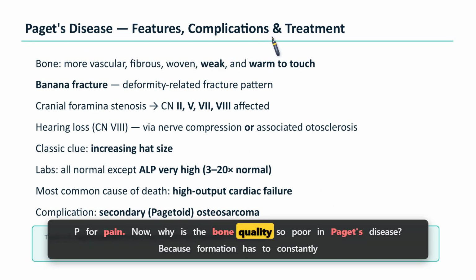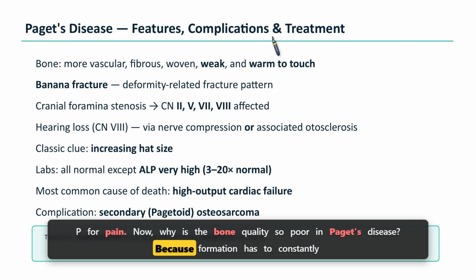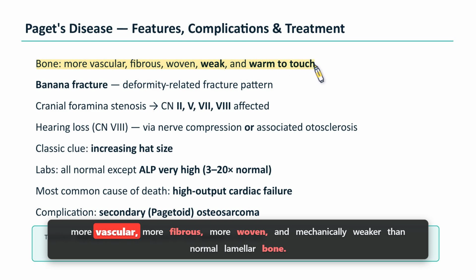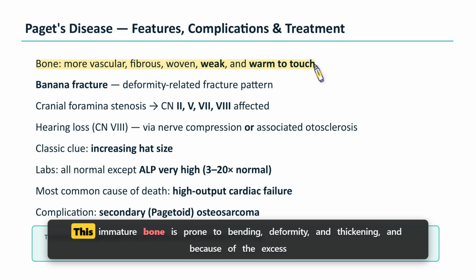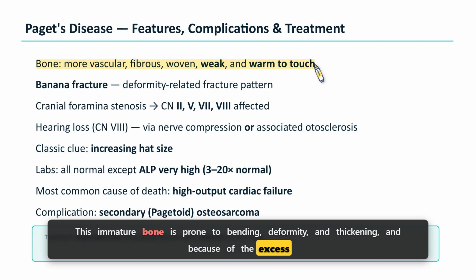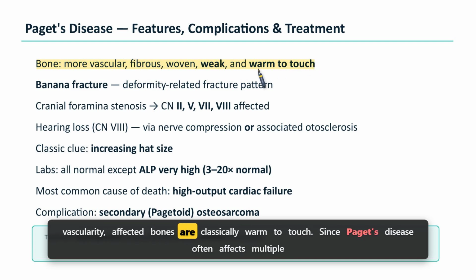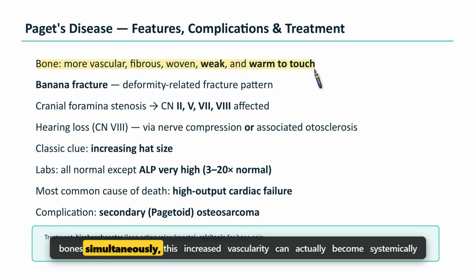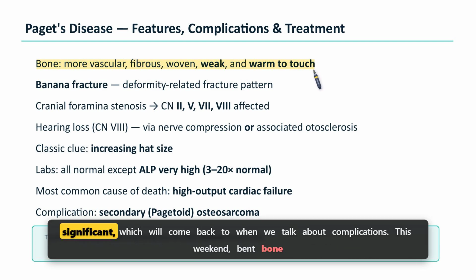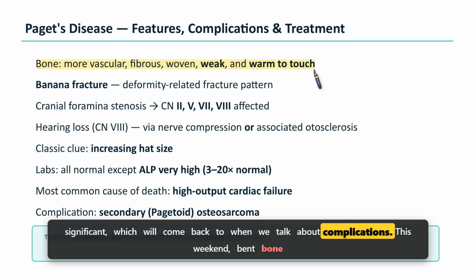Now, why is the bone quality so poor in Paget's disease? Because formation has to constantly try to keep pace with high resorption, the resulting bone is structurally poor. It's more vascular, more fibrous, more woven, and mechanically weaker than normal lamellar bone. This immature bone is prone to bending, deformity, and thickening. And because of the excess vascularity, affected bones are classically warm to touch. Since Paget's disease often affects multiple bones simultaneously, this increased vascularity can actually become systemically significant, which we'll come back to when we talk about complications.